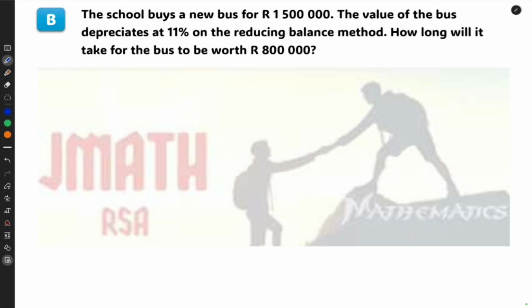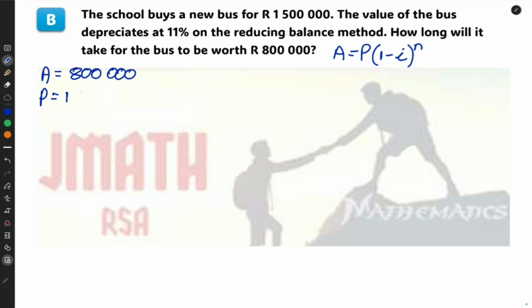Let's do another one. The school buys a new bus for 1.5 million Rand. The value of this bus depreciates at 11% on the reducing balance method. How long will it take for the bus to be worth 800,000? First thing, the formula I'm going to use is the reducing balance formula. So A equals P(1 - i)^n. Okay, I'm just going to make my list. So A, they tell me it needs to reach 800,000.